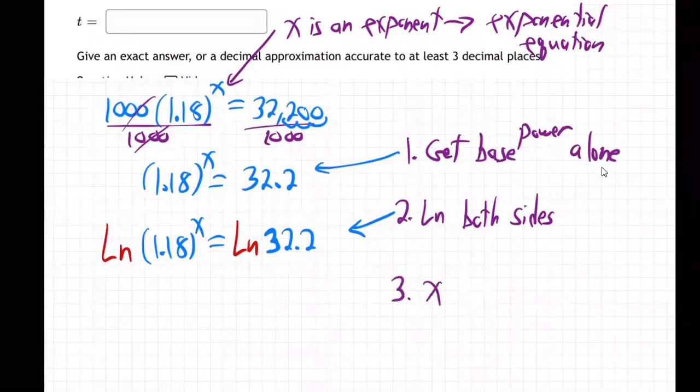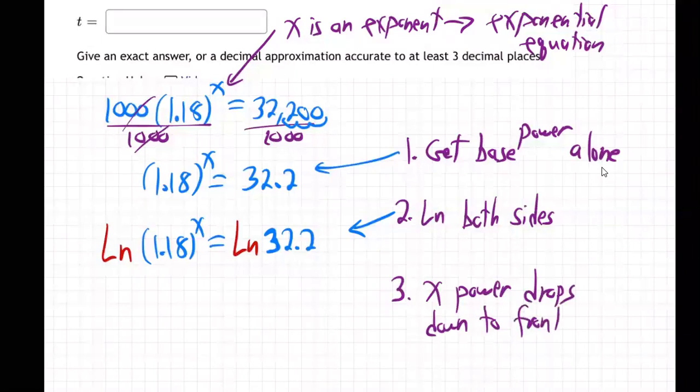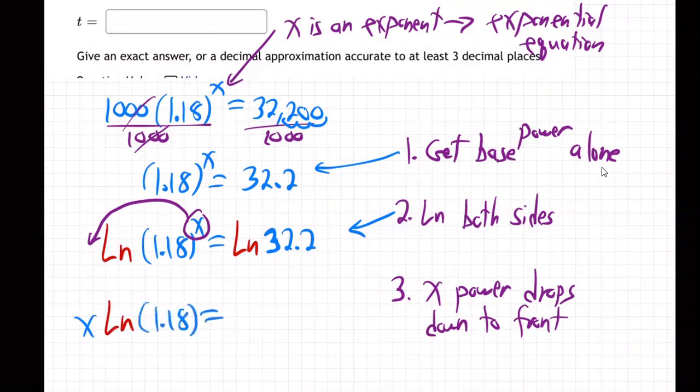Right now, step three, the x power drops down to the front. Remember that log property which said powers can drop down to the front? So now we do that. That's exactly what happened. The other side just stays the same.